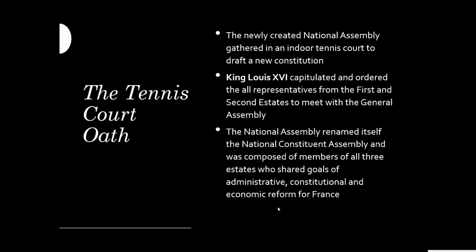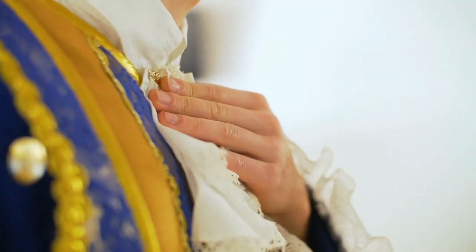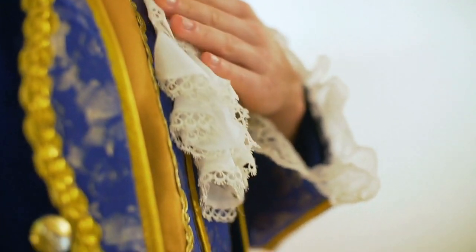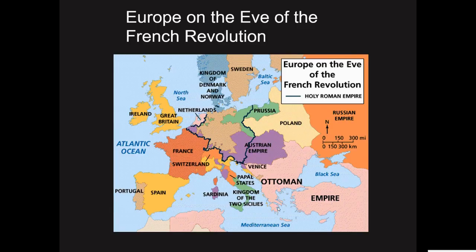Anyway, after the Tennis Court Oath, Louis XVI capitulates and orders all representatives from the First and Second Estate to meet with the General Assembly. Now, thinking about France on the eve of the revolution, of course it has its normal enemies. The Austrian Empire and Great Britain are probably the two biggest enemies that they have. We've got what is kind of still the Holy Roman Empire, even though it doesn't really exist, still there in the center. We've got the rising Prussian powerhouse. We've still got Spain to the south, and Italy is also still cut up into various pieces.